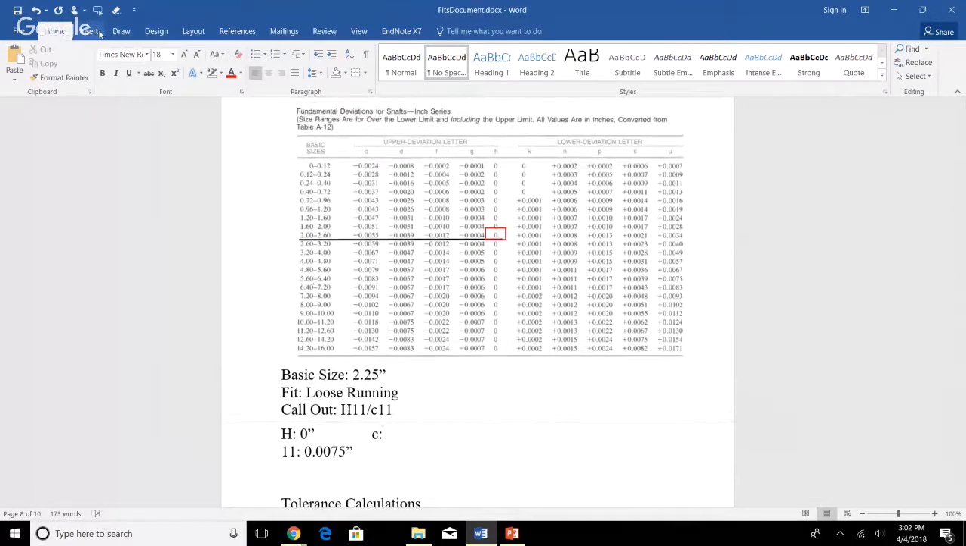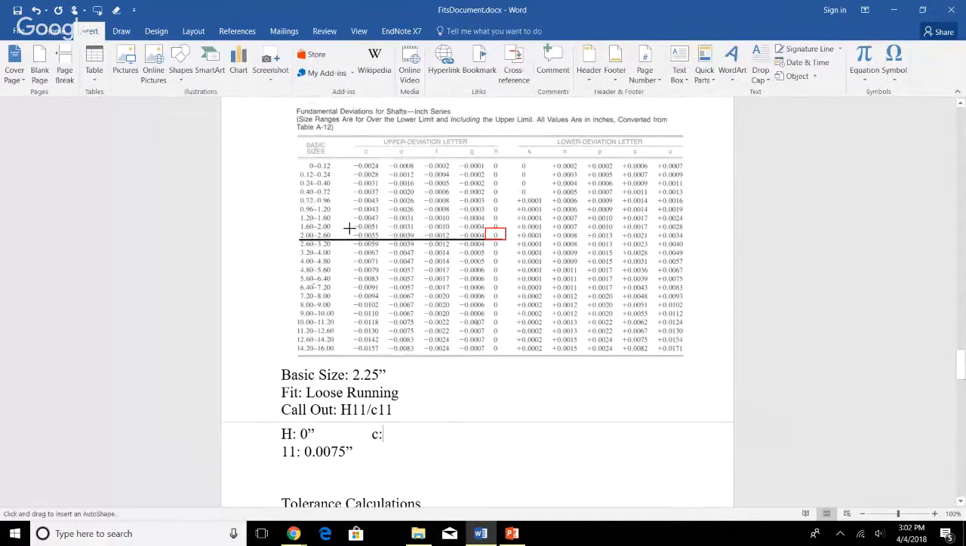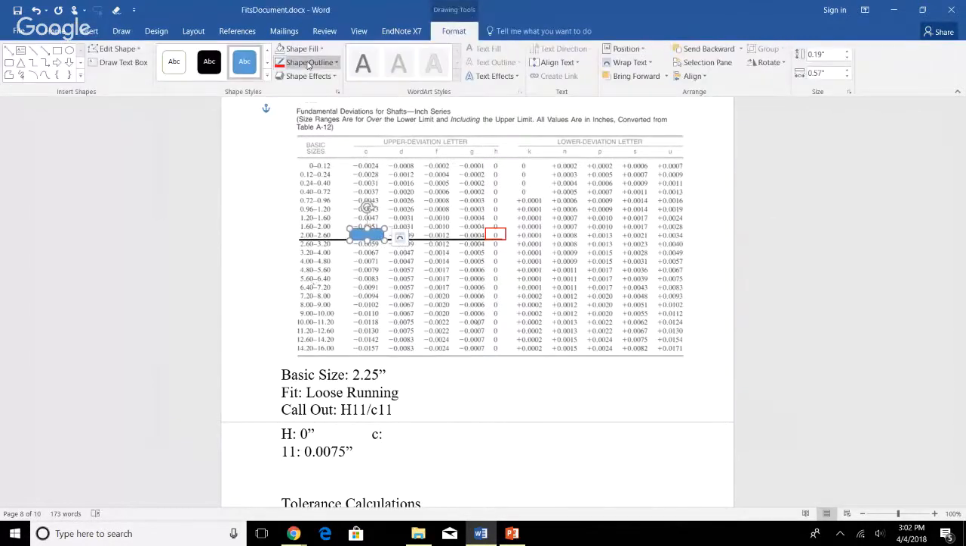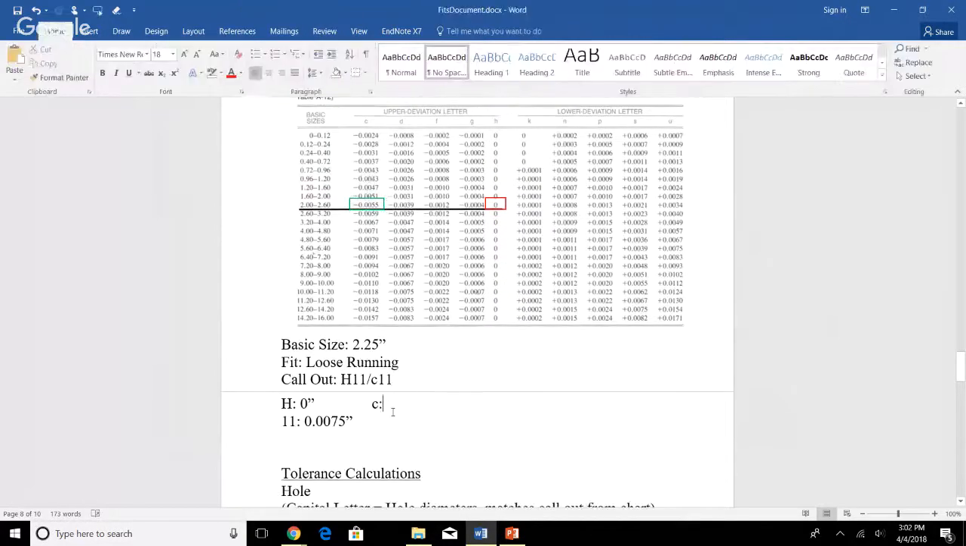That would be C. We'll go ahead and grab another box to show you where I'm getting these numbers from. That is C with our correct basic size, so that is 0.0055. Go ahead and highlight that in green, and then we'll make that no fill so we can actually see it. So that corresponds to a negative 0.0055 inches.